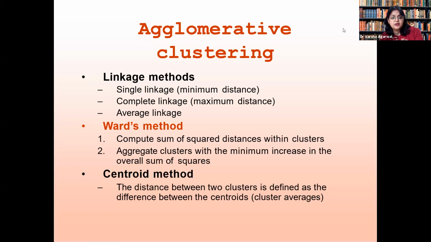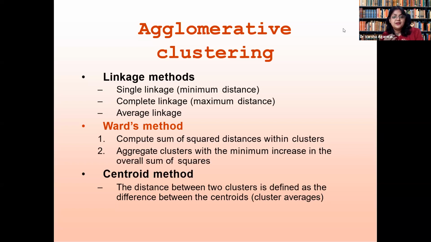Then we use Ward's method. What is Ward's method? Ward's method is used to compute the sum of squared distance within clusters and aggregate clusters with the minimum increase in the overall sum of squares. Fine. And in Ward's method, either we use the squared distance or we can use the centroid method, but Ward's method is the most popular and the most commonly used.